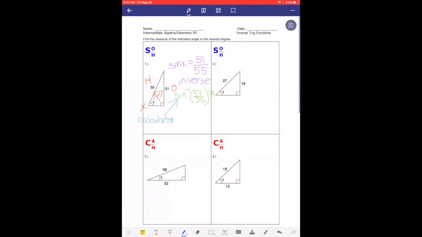And in your calculator, you're going to hit second sine. So when you hit second sine, you'll get the sine of -1. And then in parentheses, you'll put 51 divided by 55. Hit enter, and you're going to get approximately 68. And in this question, we're looking for the missing angle. So we're going to put this as 68 degrees.